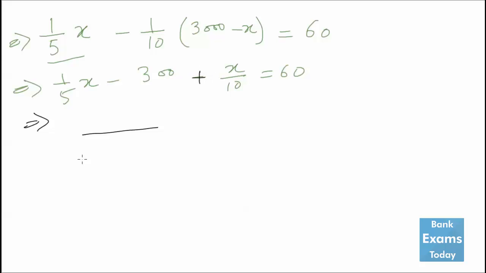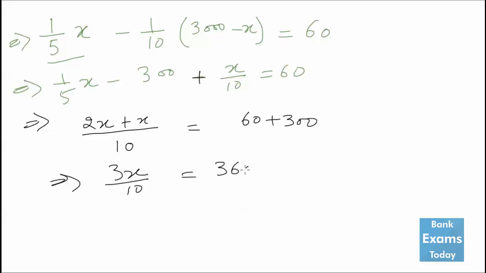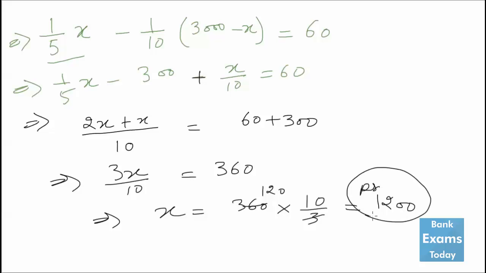It was plus here. 2X plus X is equal to 60 plus 300. It comes out to be 3X divided by 10 is equal to 360. X is equal to 360 multiplied by 10 over 3. So the value of X, or the value of horse, is rupees 1200. In case you want the value of Y, simply deduct 1200 from 3000, and that is 1800. So this was asked from us, the cost price of horse, and that is 1200, and 1200 is our answer.